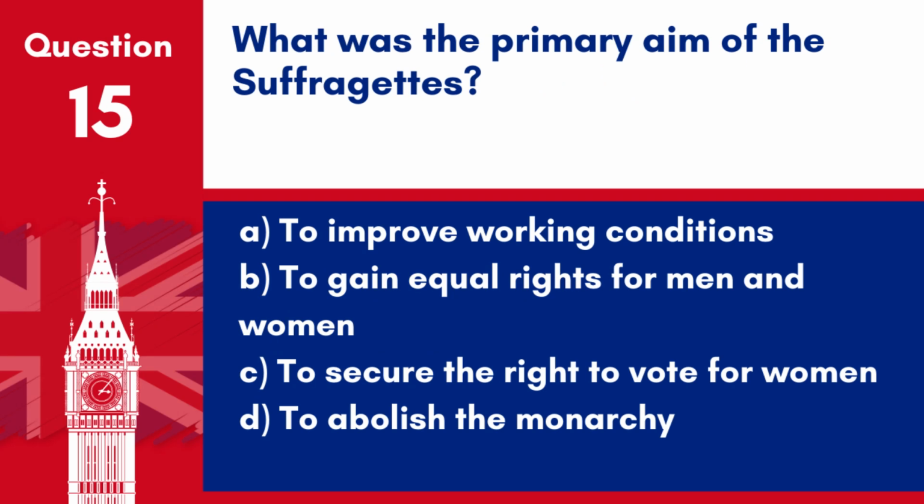Question 15. What was the primary aim of the suffragettes? A. To improve working conditions. B. To gain equal rights for men and women. C.